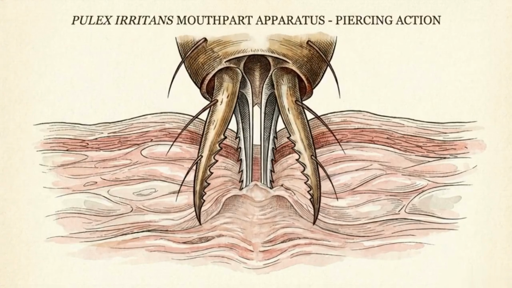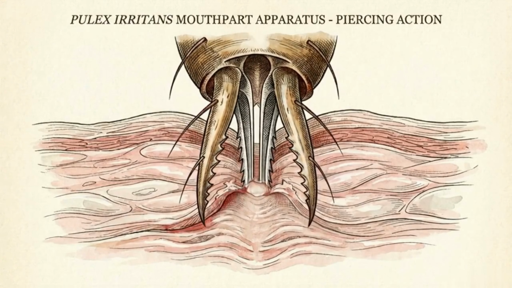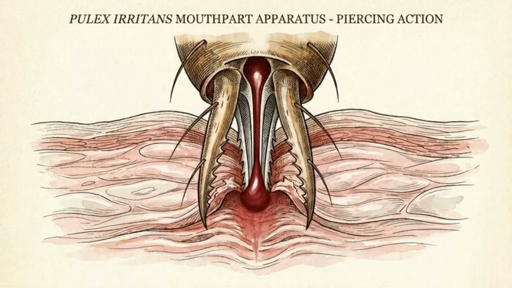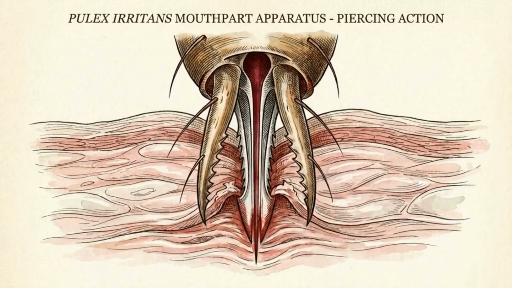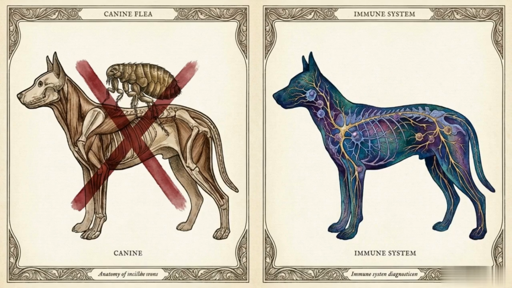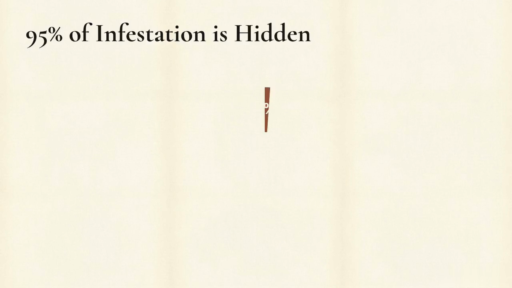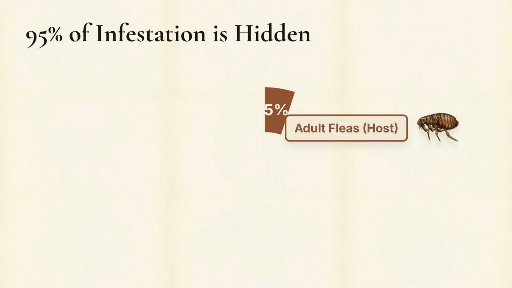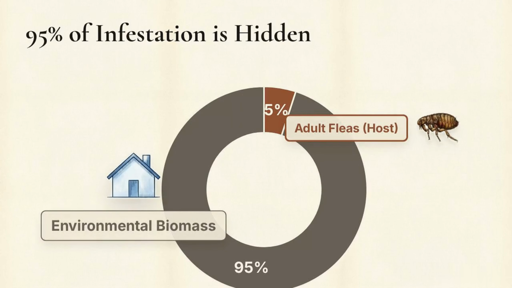The flea mouthpart piercing the epidermis injects a microscopic trigger that initiates a cascading systemic immunological crisis. Flea Allergy Dermatitis, or FAD, operates as a multi-pathway hypersensitivity disorder. It is a biological event that moves far beyond the scope of a standard infestation. The adult fleas visible on the host represent less than 5% of the total parasite population. The remaining 95% exists as an environmental biomass maturing off the host in the surrounding home.